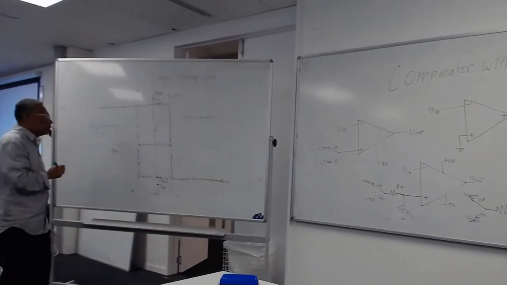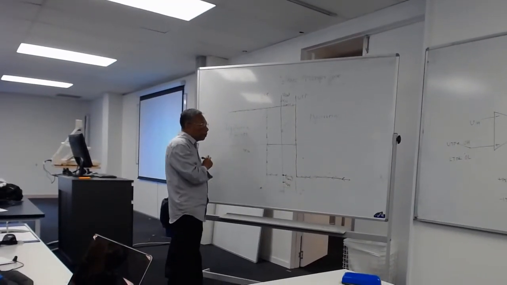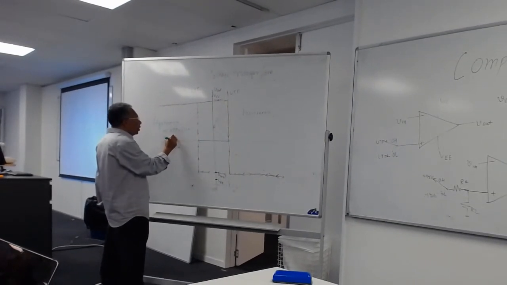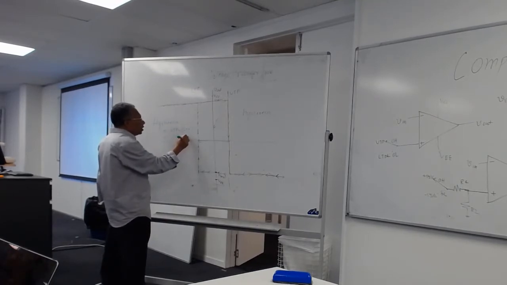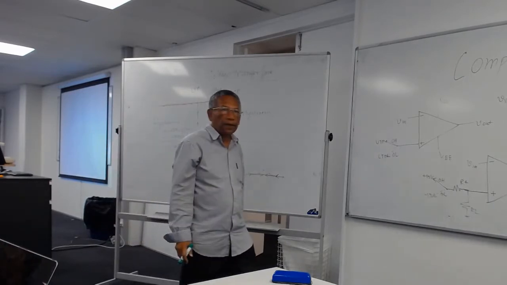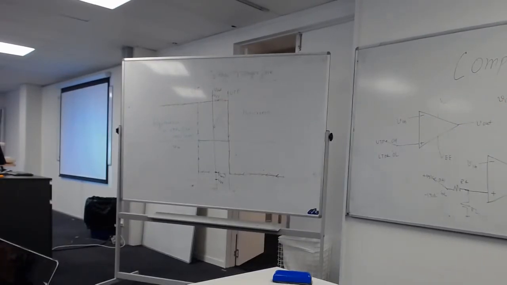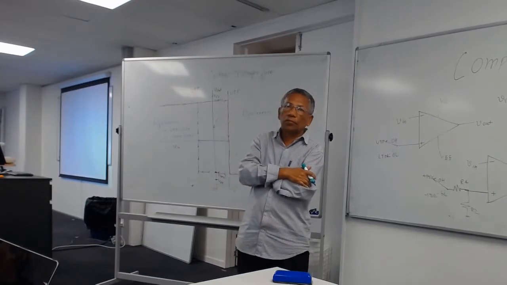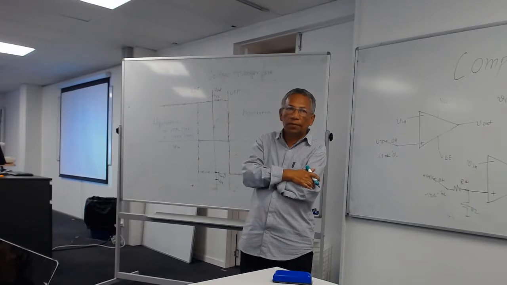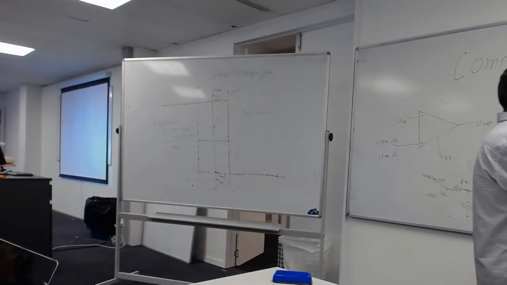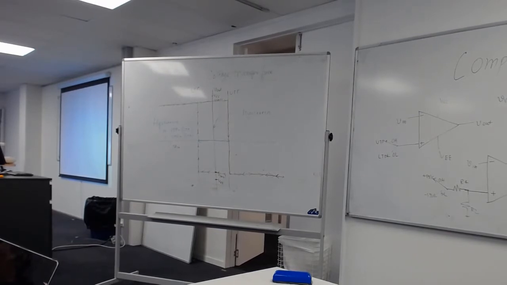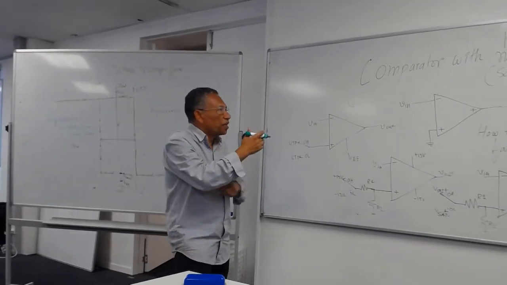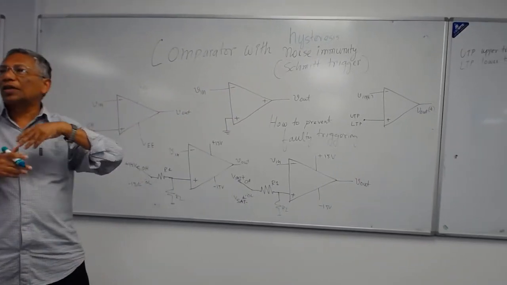So this is equal to UTP, the upper tripping point, which is positive, minus LTP, which is negative. So it will be equal to UTP plus the magnitude of LTP. The upper tripping point level plus the magnitude of the lower tripping level. So that is your hysteresis. Okay? So this completes our discussion on comparator with hysteresis. You can call it comparator with noise immunity, or you can just call it Schmitt trigger.